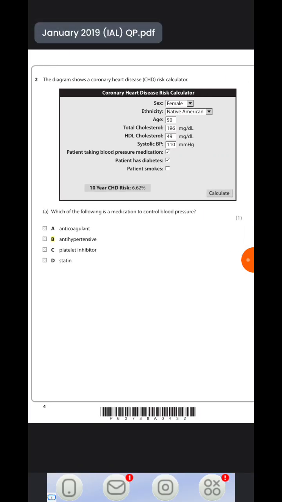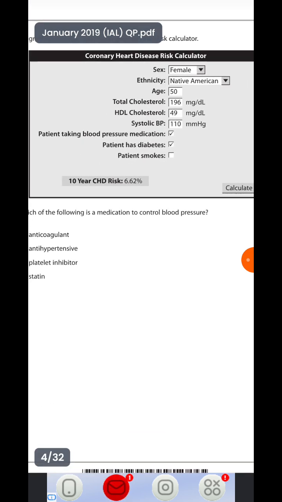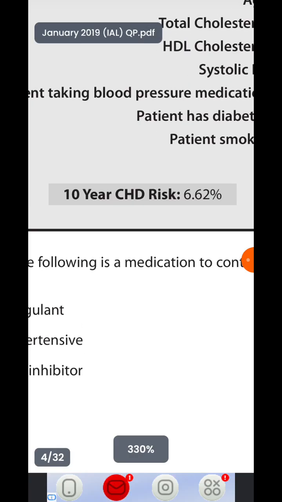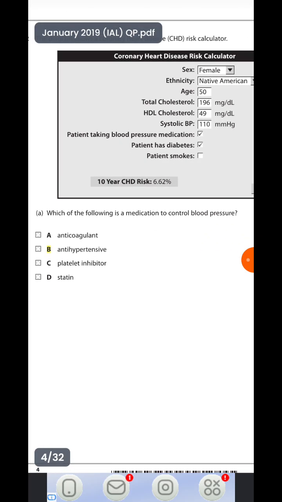The diagram shows a coronary heart disease risk calculator. So here is the risk calculator. Here we must enter our sex, ethnicity, age, total cholesterol level, HDL cholesterol level, systolic BP, whether the patient is taking blood pressure medication, has diabetes, or smokes, and then we must calculate, and then we'll get the risk. Risk means the probability of us getting the disease.